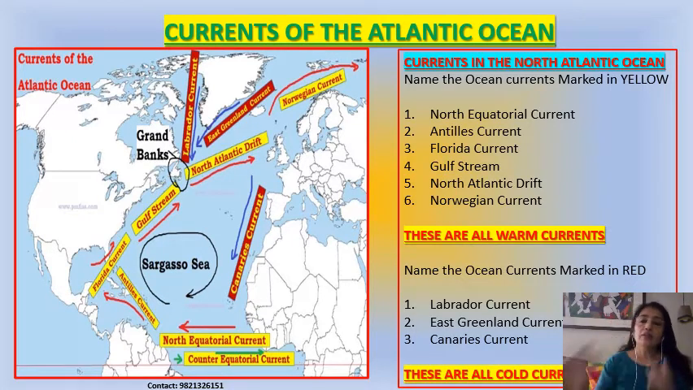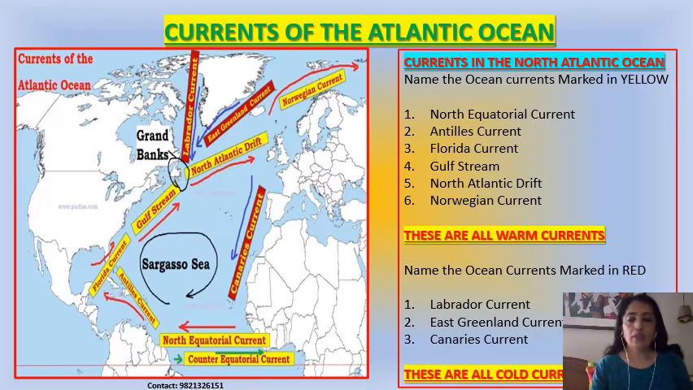Now, currents in the North Atlantic Ocean, the ocean currents are marked in yellow. Yellow are all warm currents. Red are all cold currents. So if you're asked to name warm currents in the North Atlantic Ocean, then this is the North Atlantic Ocean. Start with the North Equatorial Current. The equator is here. The current above it is called the North Equatorial Current. The one below it is called the South Equatorial Current. And you have a counter equatorial current.